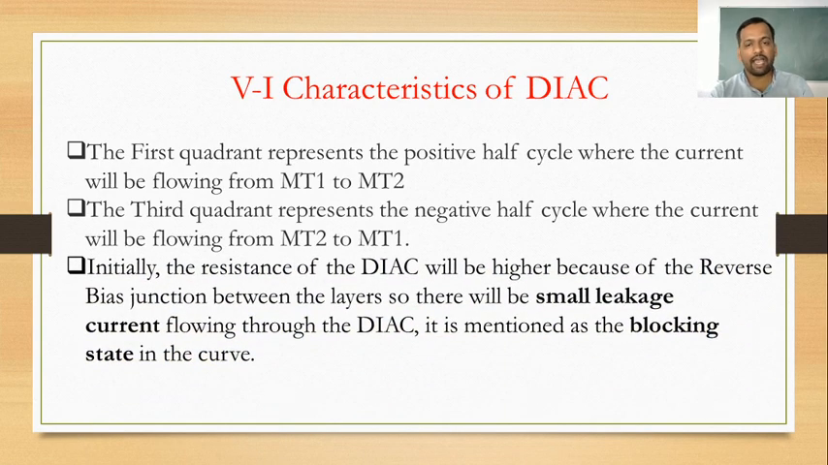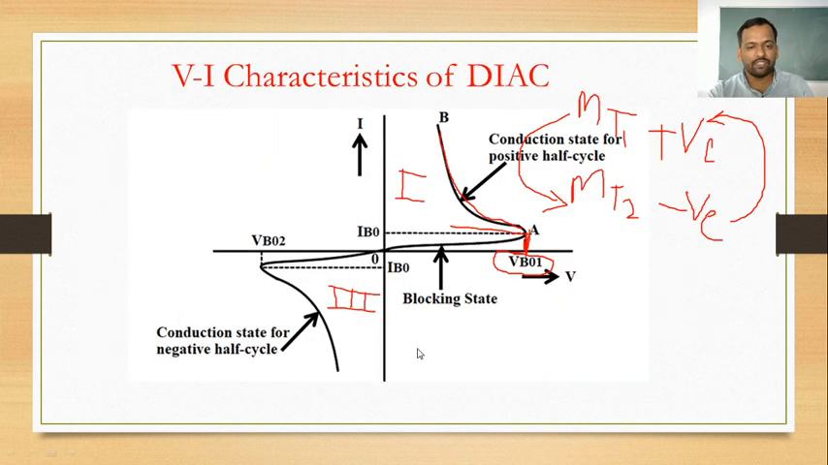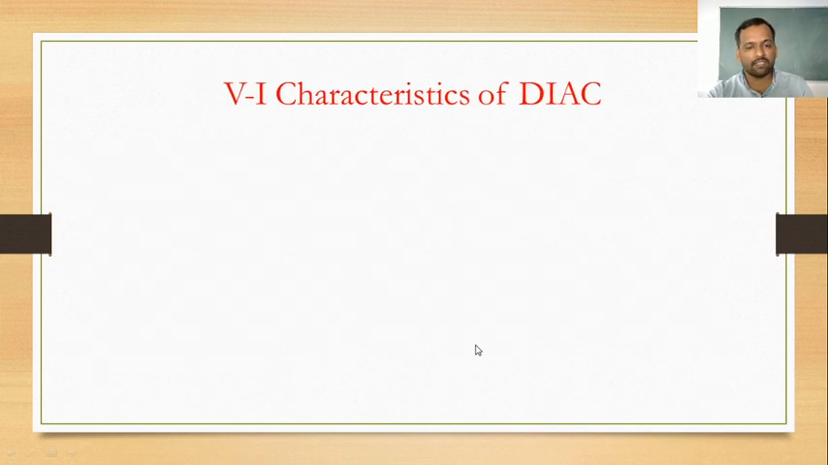Initially the diac has a higher resistance because of the reverse biased junction J2. There is only a small leakage current flowing through the diac, and this is known as the blocking state. In the characteristics, the region when the diac is in the off condition is the blocking state, where the diac possesses higher resistance. When the diac terminal voltage reaches the breakover voltage, the diac turns on and its resistance starts decreasing.